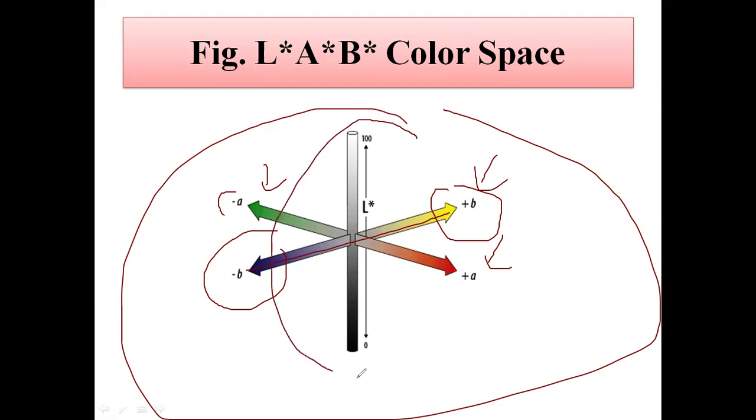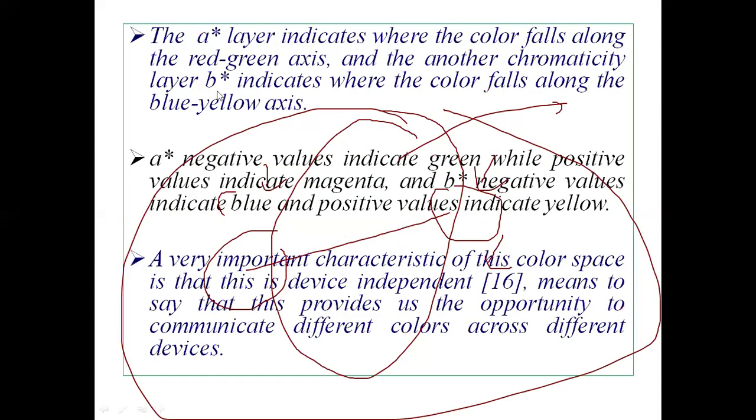Then the L star value or L channel value you can see here is 0 to 100, which clearly denotes the luminance channel, or you can say the intensity values associated. Well, I hope now this picture is clear to you. Let's come to the discussion of each layer in detail. Well, for that, let me clear this.